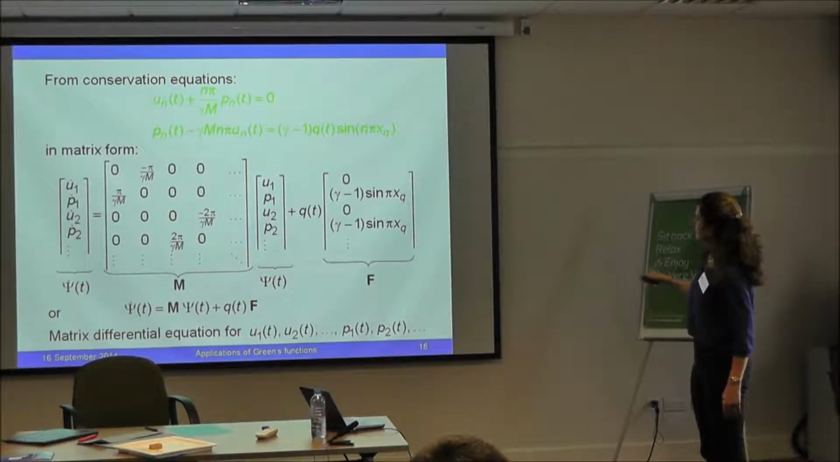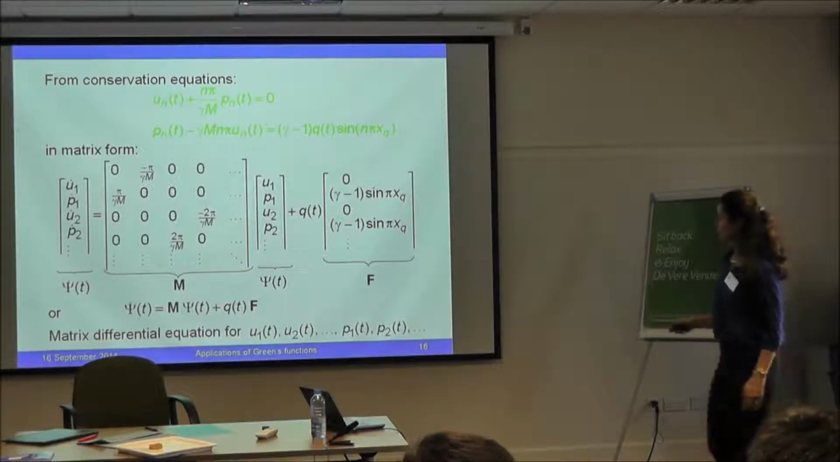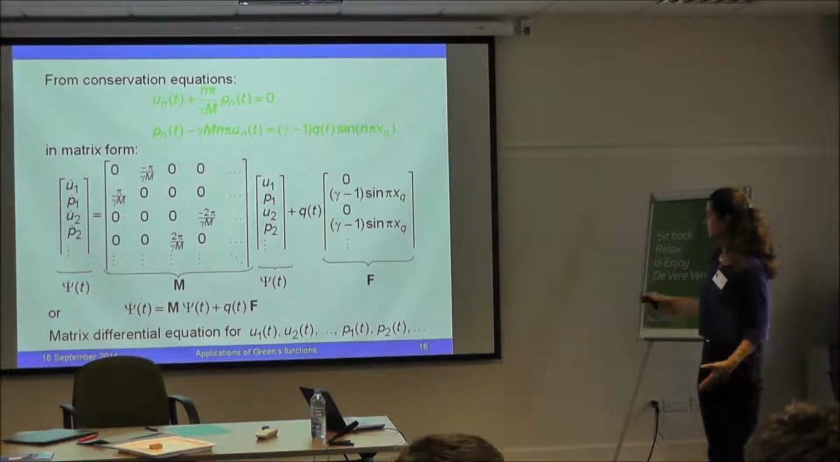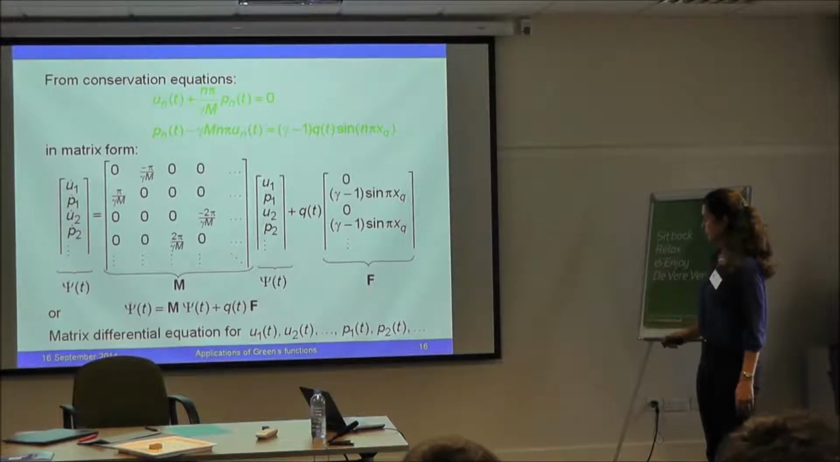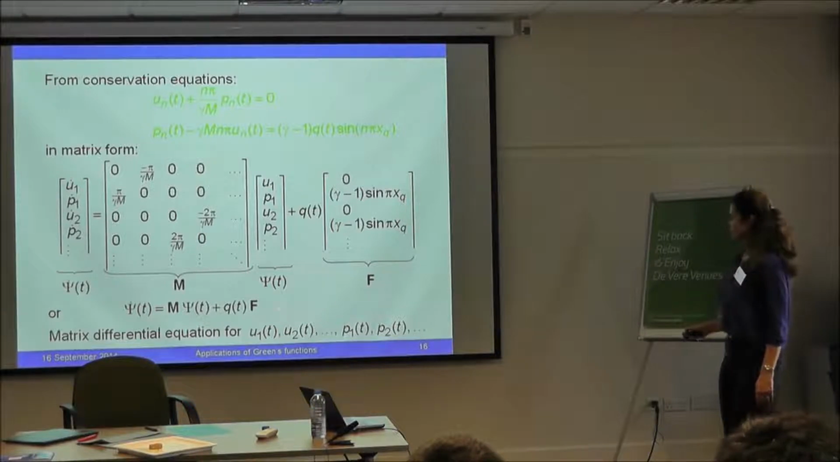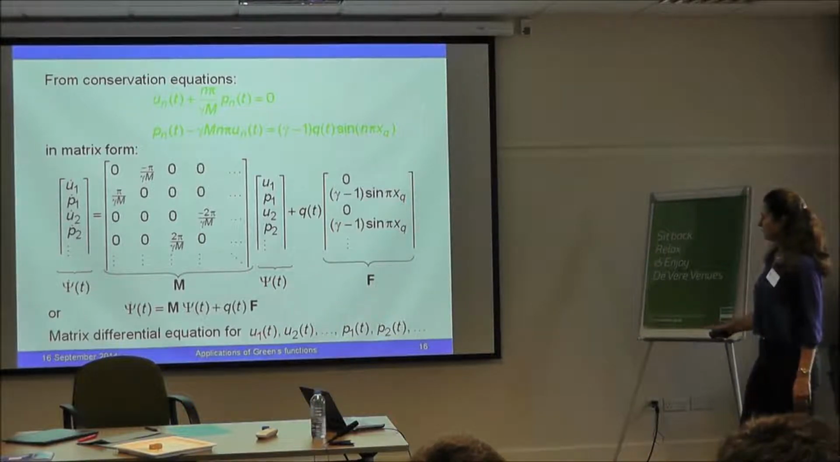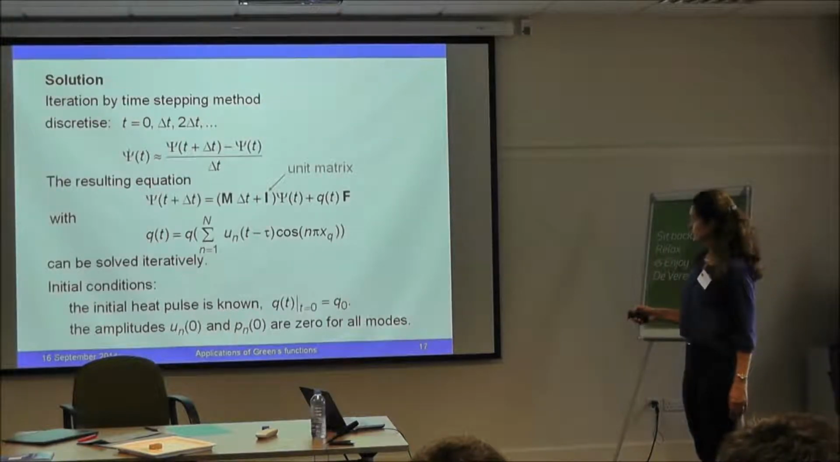This vector with that matrix comes from these two terms, and this term comes from the heat release term. That's just a way of writing these two equations in matrix form, which is very compact. So this is a matrix differential equation for the velocities and pressures of the individual modes, and that can be solved numerically.